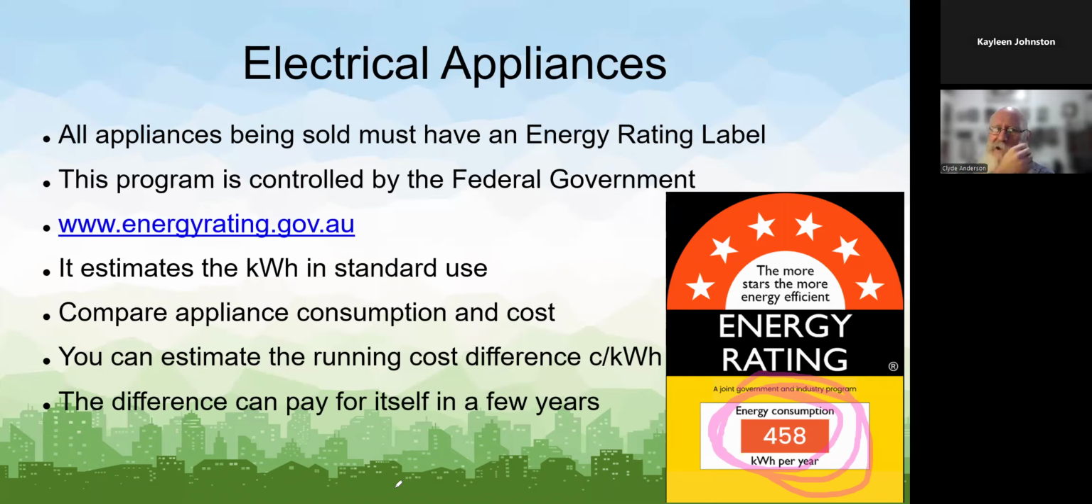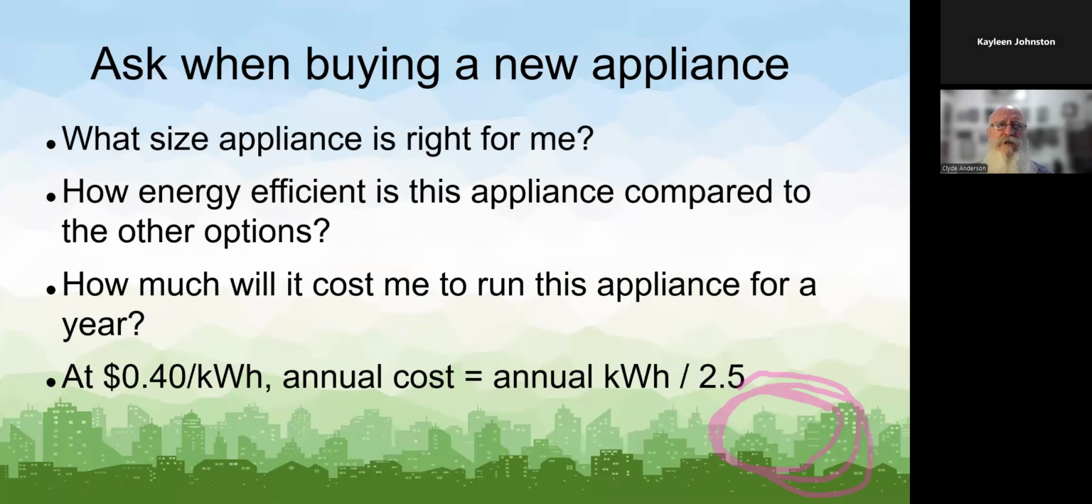You can compare appliances when you're going shopping. Looking at the higher energy star ratings gives you a higher efficiency, and you can compare the running cost to the difference in the price of the appliance. Every appliance is labelled on the energyrating.gov.au website, which is another way. If you've lost the manual of an appliance, you can look it up on that website to see the energy rating, the energy efficiency of the appliance. So when you're buying a new appliance, which size is right?